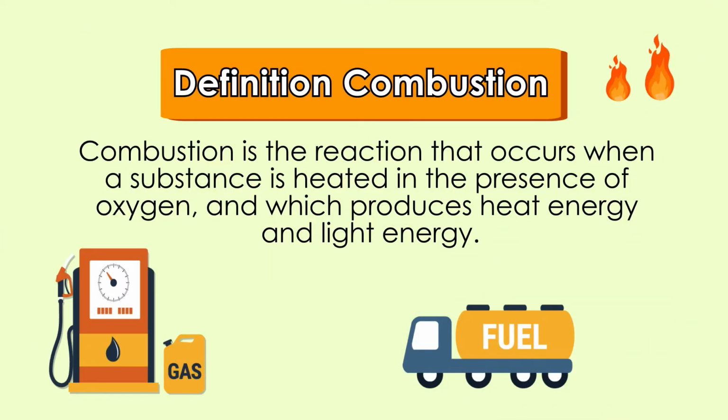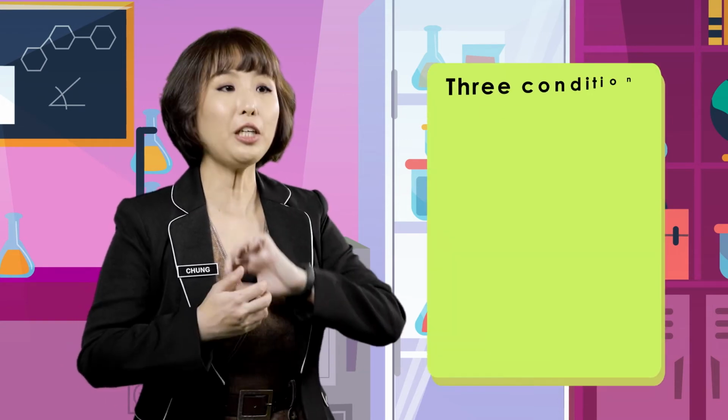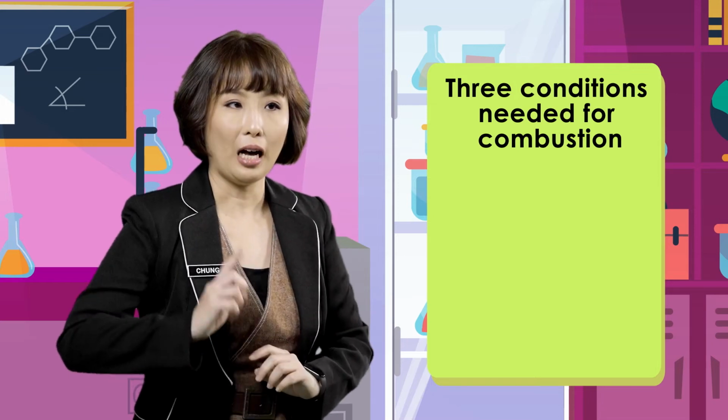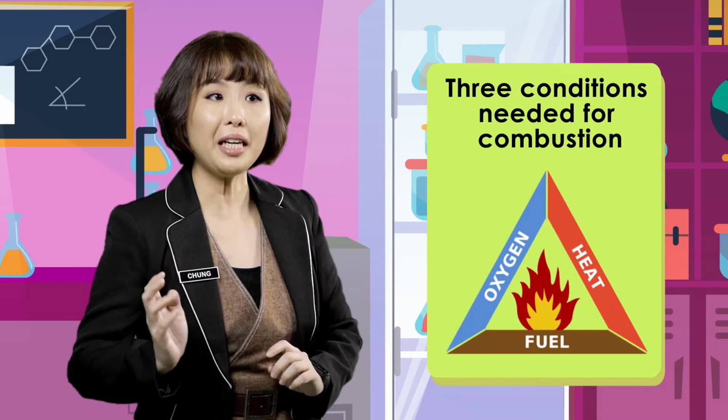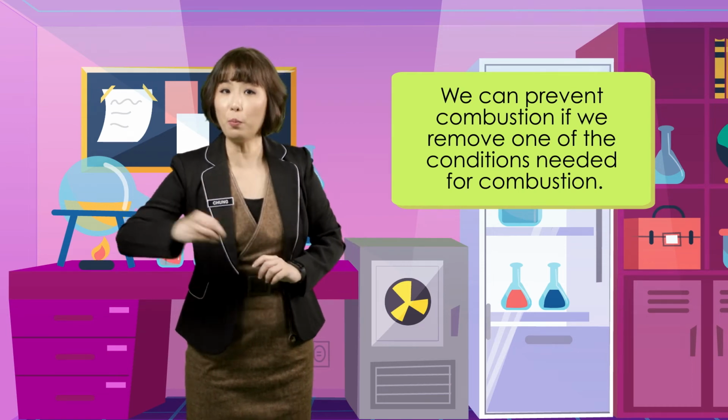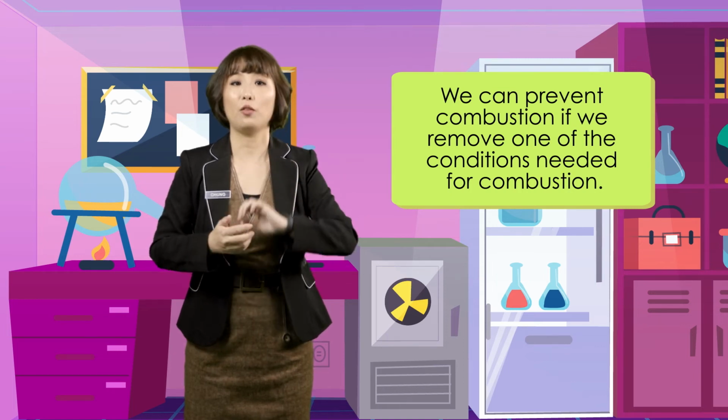This is the definition of combustion. Combustion is the reaction that occurs when a substance is heated in the presence of oxygen and which produces heat energy and light energy. Boys and girls, this is the most important part to learn about combustion. Please listen carefully. The 3 conditions needed for combustion are oxygen, heat, and fuel. We can prevent combustion if we remove one of the conditions needed for combustion.